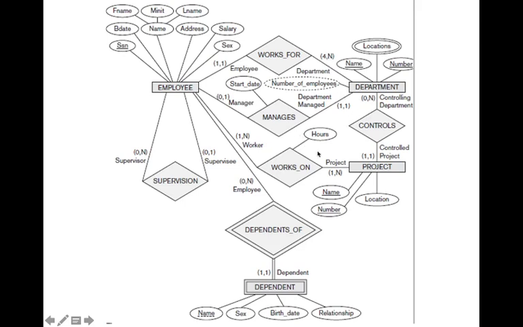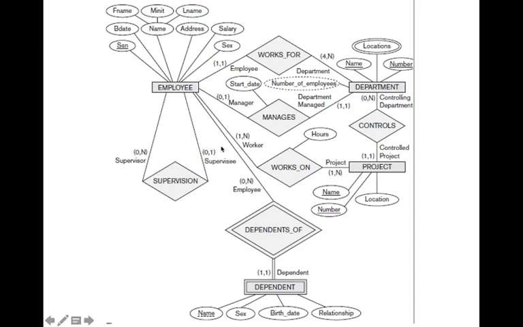Then we can take another example. Here we'll take the works on relationship. Here it is 1,n on the employee side. It means that an employee should work on at least one project and can work on a maximum of n projects. And here in a project, a minimum of at least one employee should be there and a maximum of n employees will be there. That is why 1,n is specified.